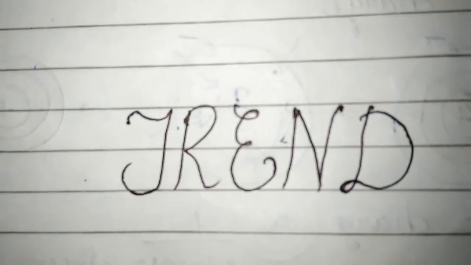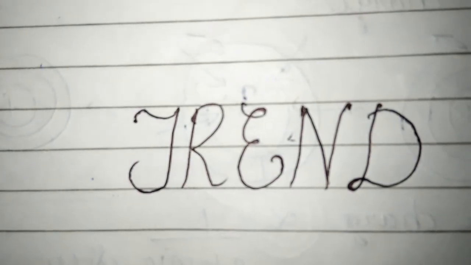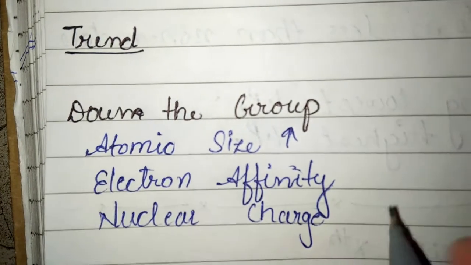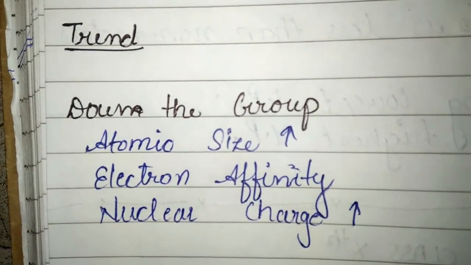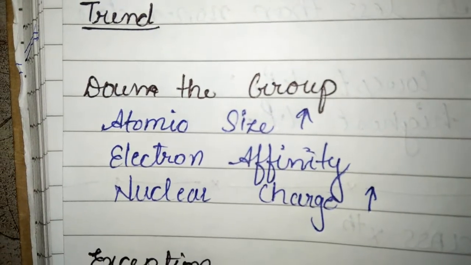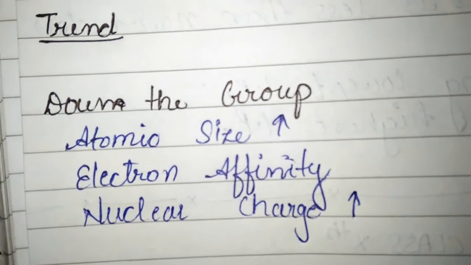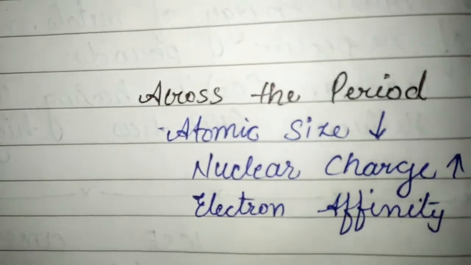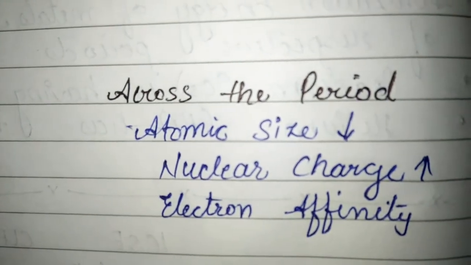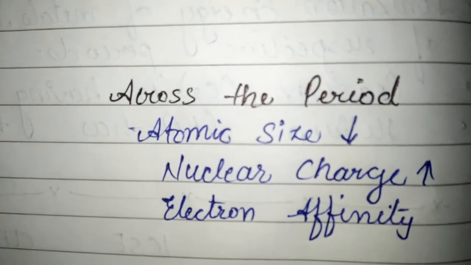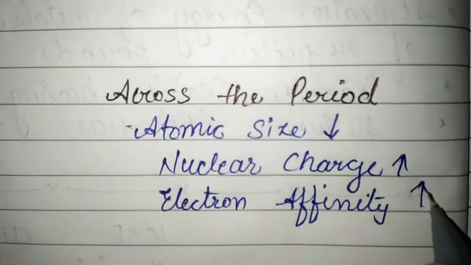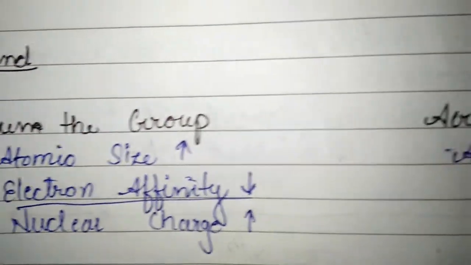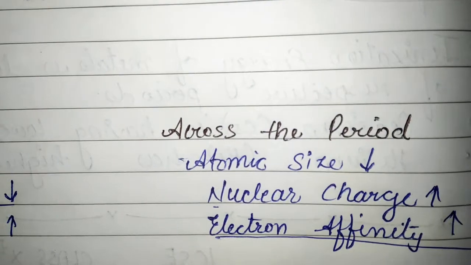Now we will see the trend in electron affinity. Down the group, atomic size increases and also nuclear charge increases. So should electron affinity increase or decrease? Atomic size dominates, so electron affinity decreases. Across the period, atomic size decreases and nuclear charge increases, so both conditions favor an increase in electron affinity. So down the group electron affinity decreases and across the period electron affinity increases.